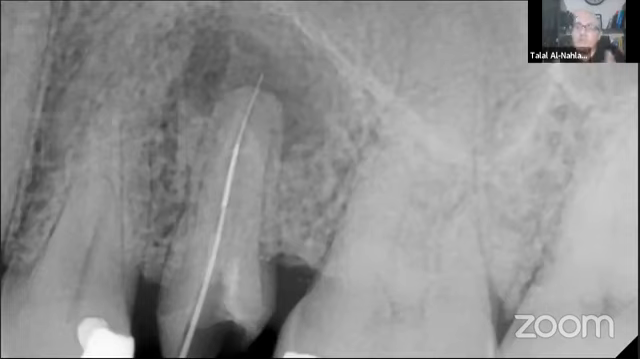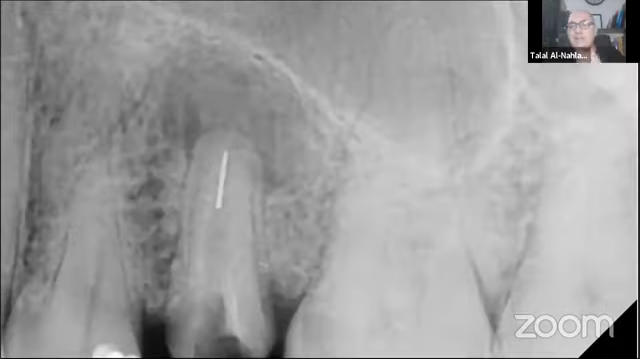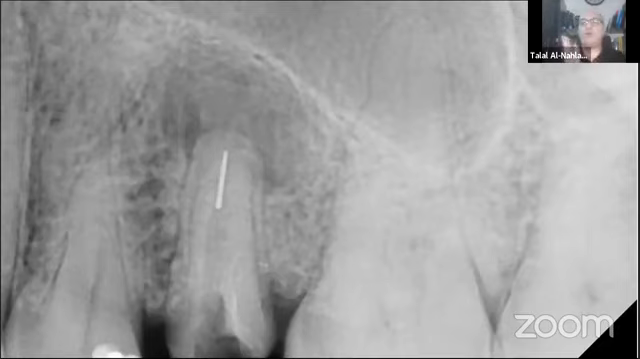So the potential for having spaces is high. So it's good to go for bypass. I did the bypass. As you can see, I instrumented the canal. And then you can see what happened. The file was pushed apically. Why? This is a very important issue because when you bypass a broken file and you instrument your root canal beside the bypassed broken file, you are going to have space. If you do activation with ultrasonics, sometimes it will detach from the wall and it will be pushed. So now I am dealing with another location.